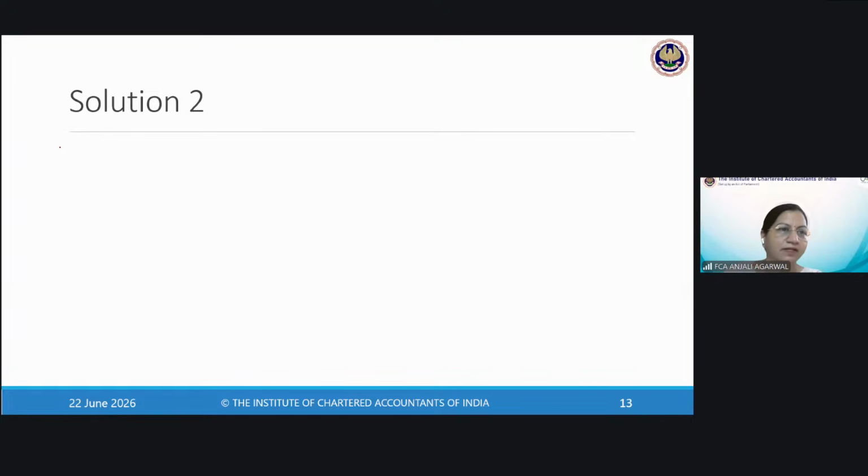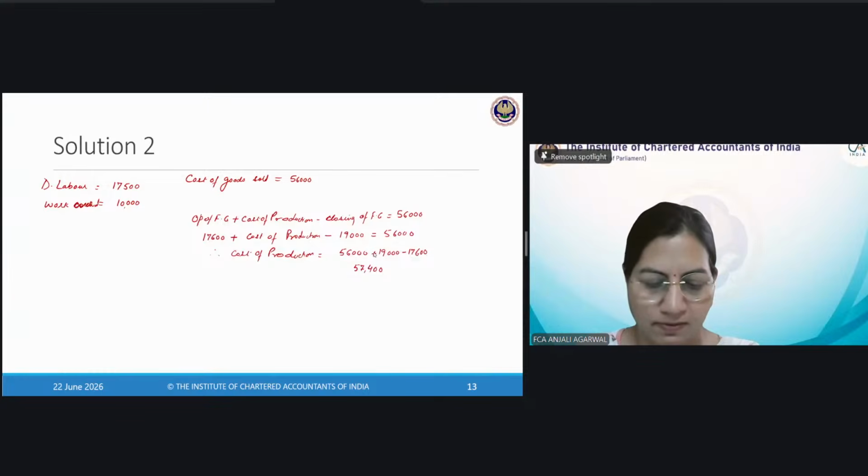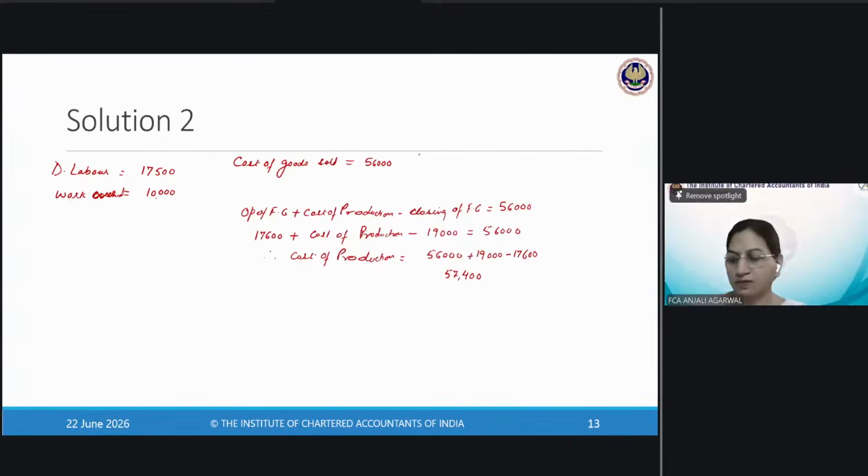So in this question, look at this. Direct labor was how much? 17,500. Works cost is also something we know. We have calculated that direct labor is 175% of works overhead, so works overhead comes out to be 10,000. We have got only these two pieces of information, nothing else. Only the opening and closing stocks are given for finished goods. Okay, so your cost of production in this period is 57,400.